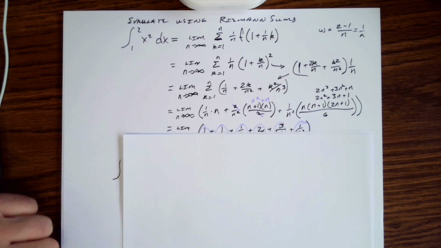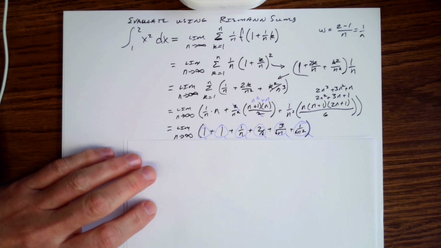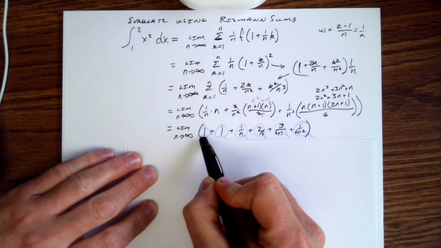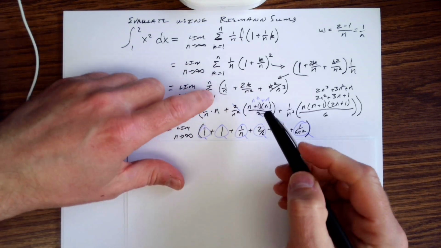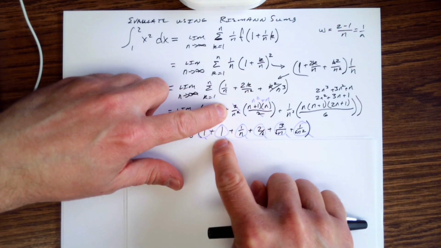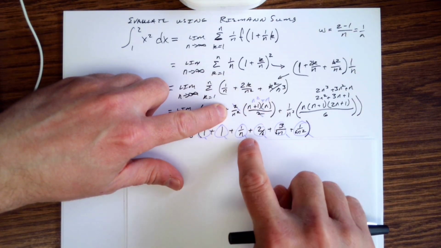Now what? Now what I'm going to do is write down each of these pieces. 1 over n times n is 1. And then right here, I have n squared over n squared, which is 1. I have n over n squared, which is 1 over n.